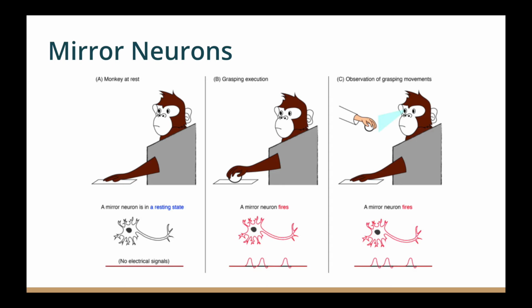When we look at this picture, you can see that when the monkey is just at rest, its mirror neuron is also at a resting state. There are no electrical signals firing that any computers are picking up on.